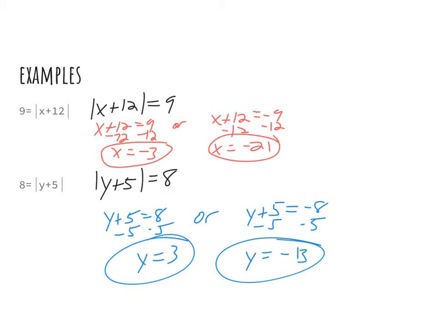Same thing with the second one. I flipped the equation, so I have the absolute value of y plus 5 on the left, 8 on the right. And again, I'm going to take what's inside the absolute value and set it equal to positive 8 and negative 8. Subtract 5 from both sides, and I get my two answers of y equals 3 and y equals negative 13.